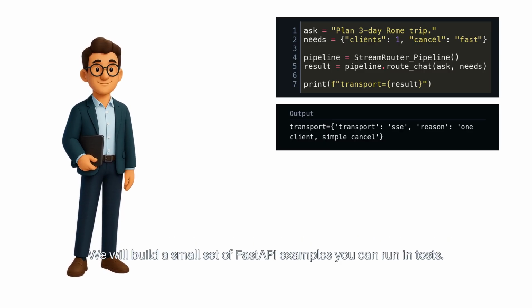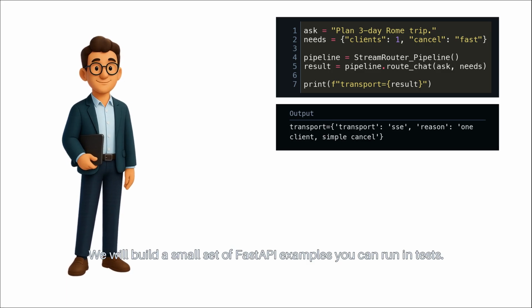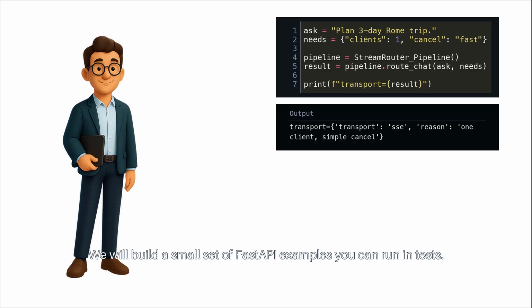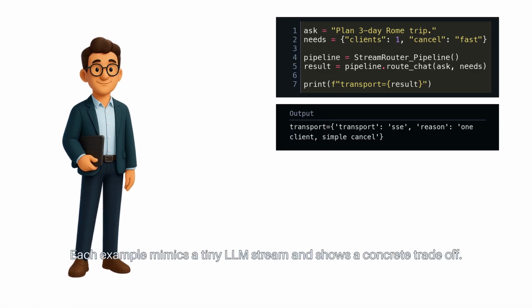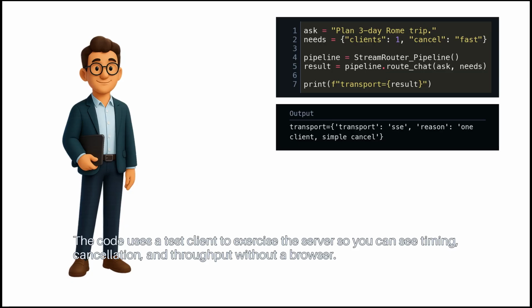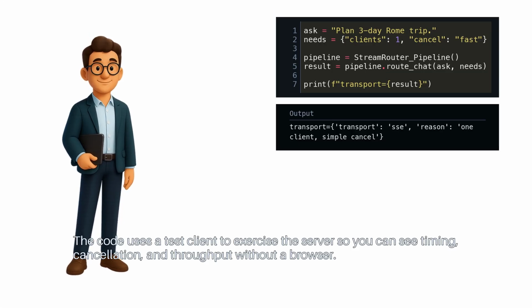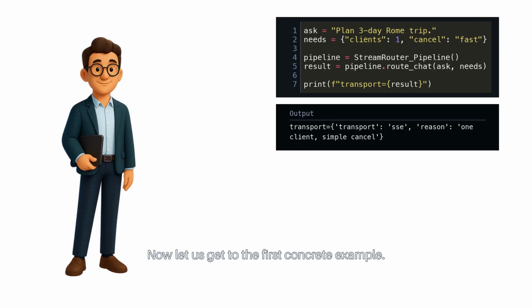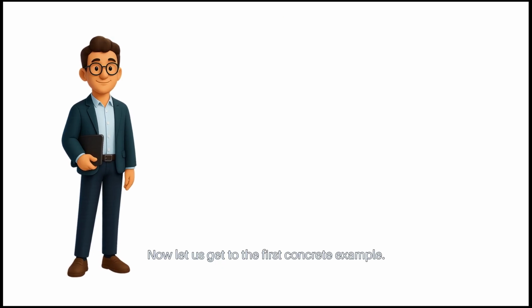We will build a small set of FastAPI examples you can run in tests. Each example mimics a tiny LLM stream and shows a concrete trade-off. The code uses a TestClient to exercise the server so you can see timing, cancellation, and throughput without a browser. Now, let us get to the first concrete example.